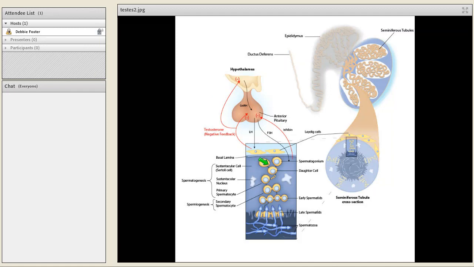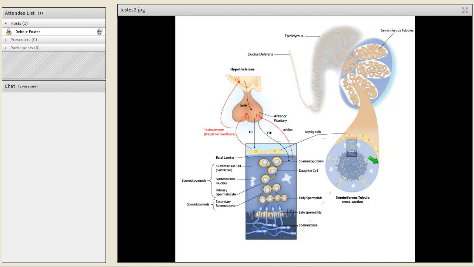As you can see, this is just simply a cross-section of the seminiferous tubules, where spermatogenesis occurs. It goes from a basal layer, and as they develop, grow and mature, they go into the lumen. People sometimes think of it backwards, but it actually starts here at the basal layer and then moves inward into the lumen. And this process of producing spermatozoa takes about 10 weeks.